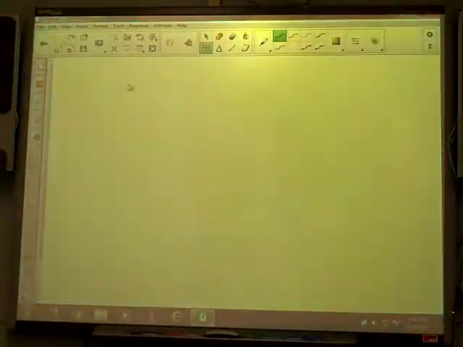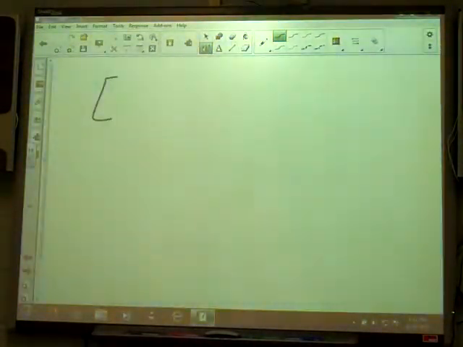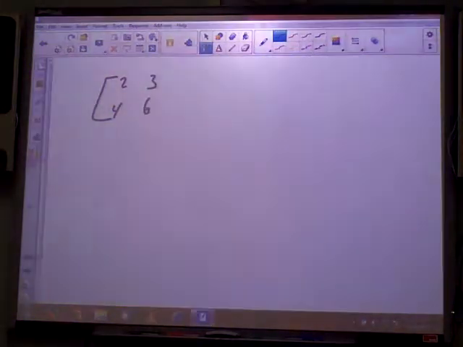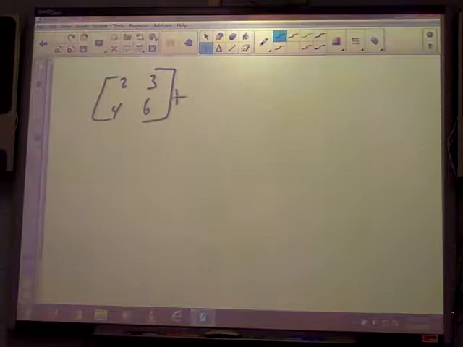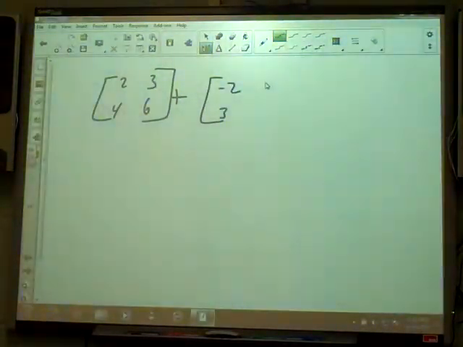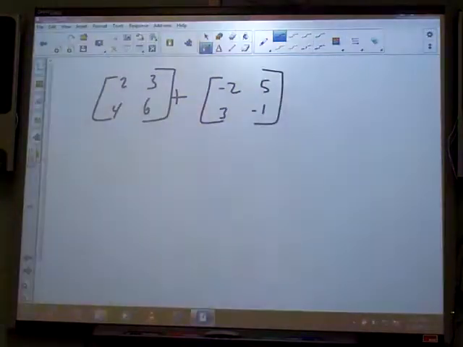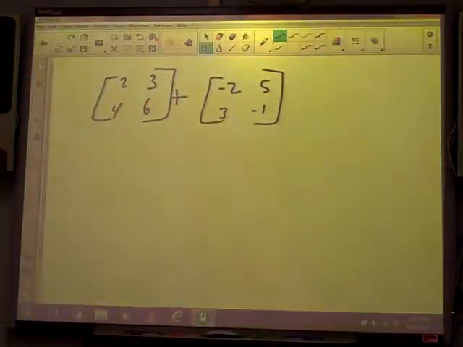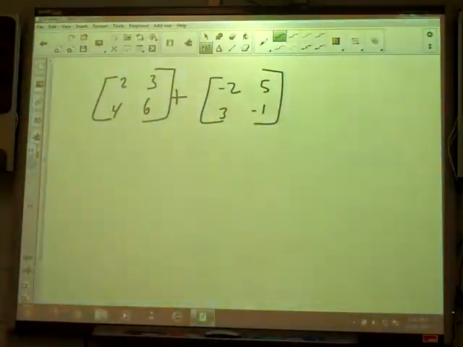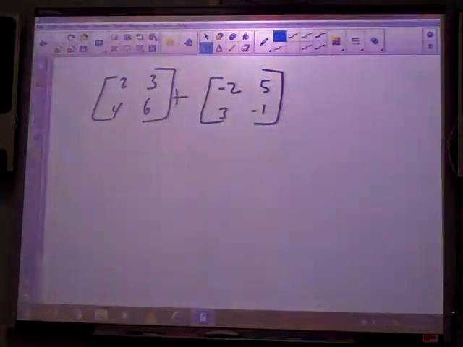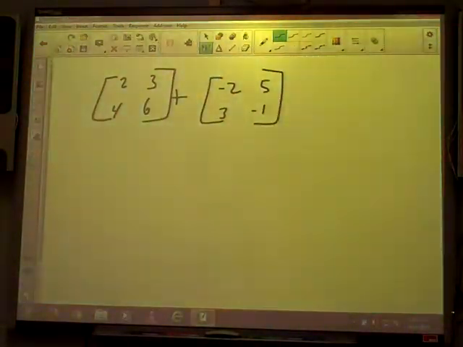Now I'm going to do some addition and subtraction. I've got 2, 4, 3, 6 plus -2, 3, 5, -1. When we had an equal sign in between them on the previous problem, the corresponding spots were equal. This time I got a plus sign between them. So what do you think we're going to add? The corresponding spots. Very good, Hayden. You're going to add the corresponding spots.